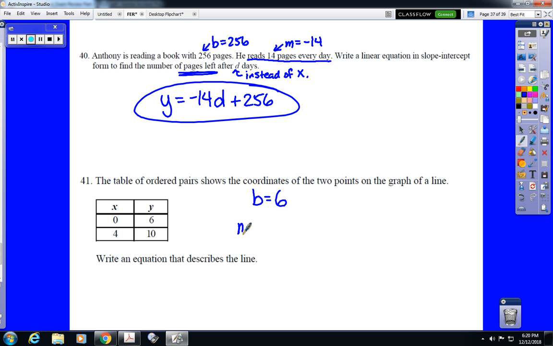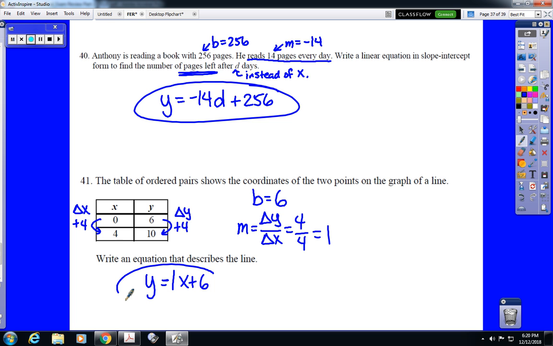As for the slope, when we look at a table, we're supposed to find the change in y and put it over the change in x. So if we look at the y, it is increasing by 4. So the change in y is 4. X is doing the same. It is also increasing by 4. So the change in x is 4. That means the slope is 4 divided by 4, or 1. So the equation of the line would be y equals 1x plus 6.